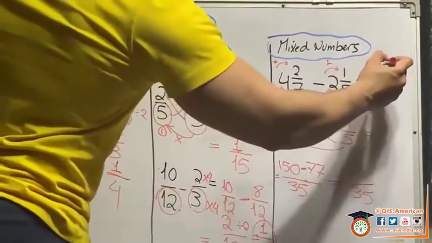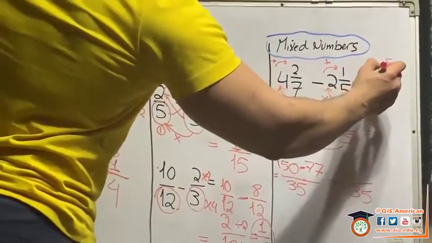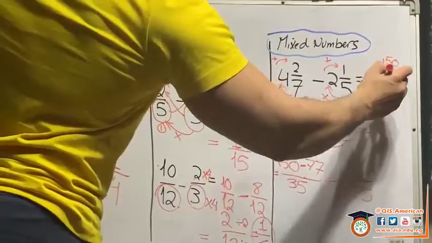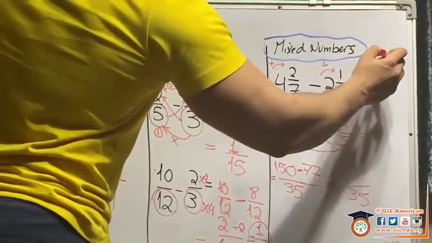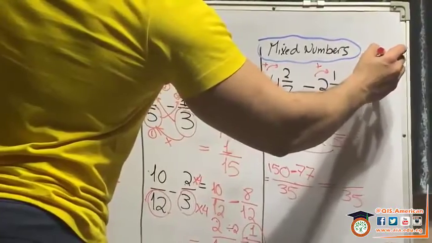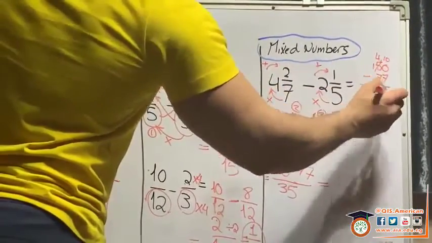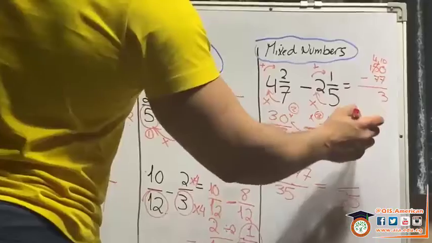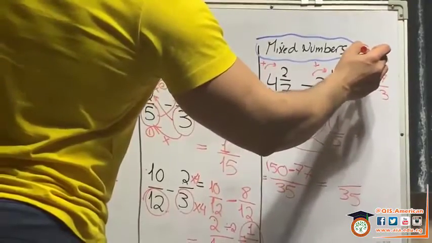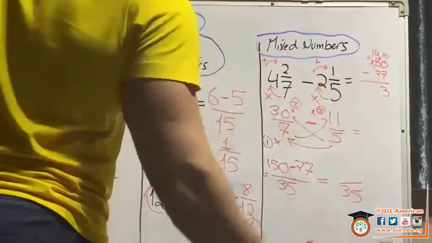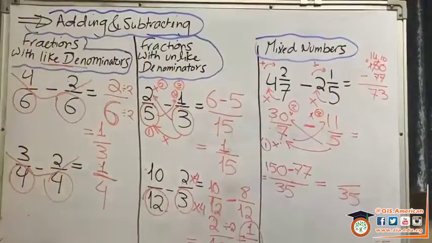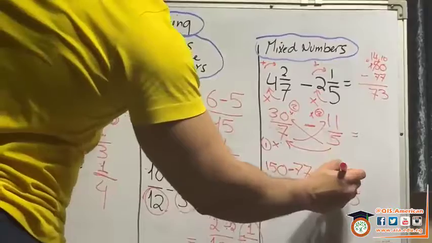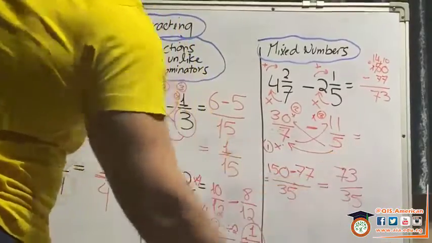Okay, let's do this as scratch work. 150 minus 77. Okay, 0 minus 7 won't work, so I'm gonna have to borrow. This becomes a 4 and this becomes a 10. 10 minus 7 is 3. Okay, what about 4 minus 7? Won't work, so I'm gonna have to borrow. This becomes a 0, this becomes 14. 14 minus 7 is 7. So it's 73 above and 35 below.